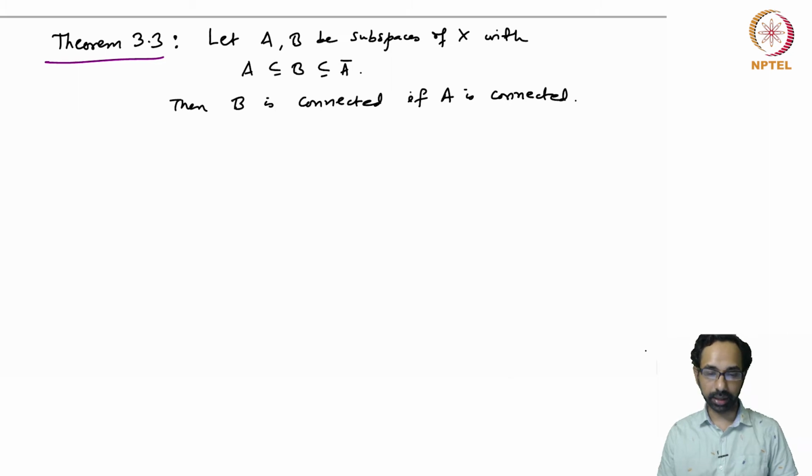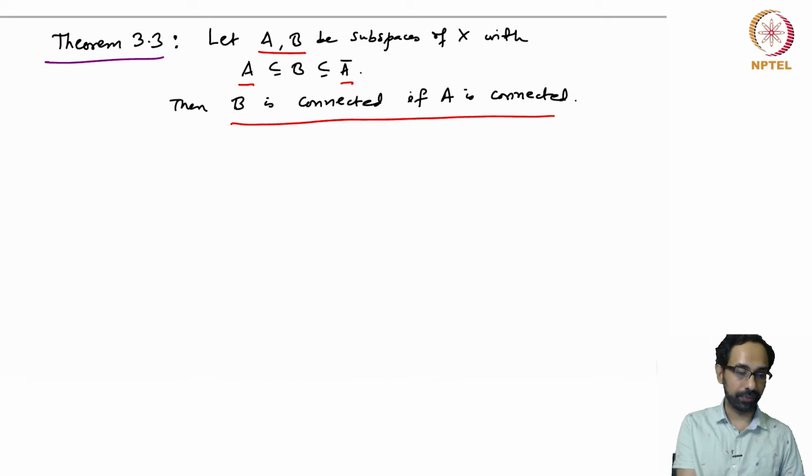The next result is about connectedness of subspaces which lie between a connected set and its closure. So here we have A and B, which are subspaces of X, and B lies between A and A closure, which means that B has some or all of the limit points of A along with all points of A also. So the statement says that B is connected if A is connected. Let's see a quick proof of this fact.